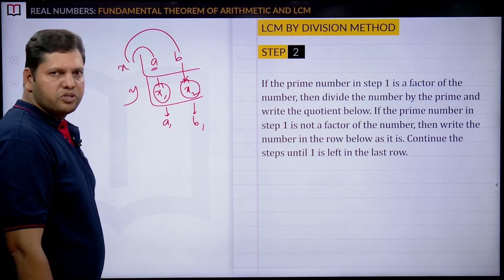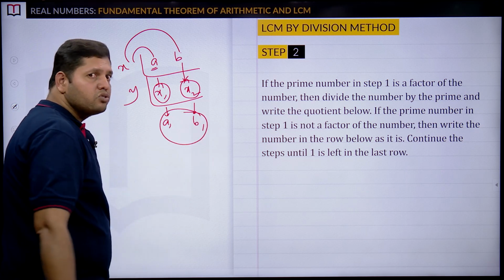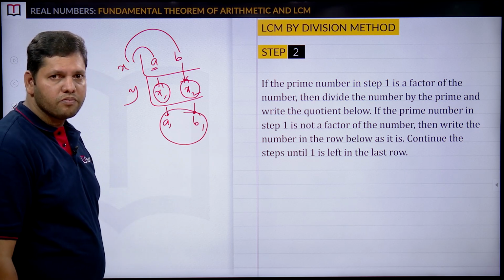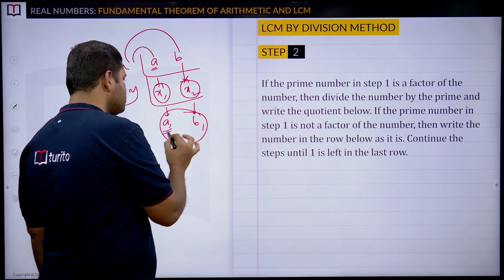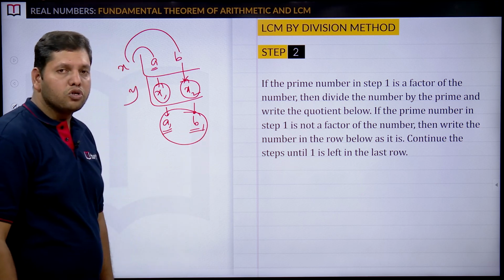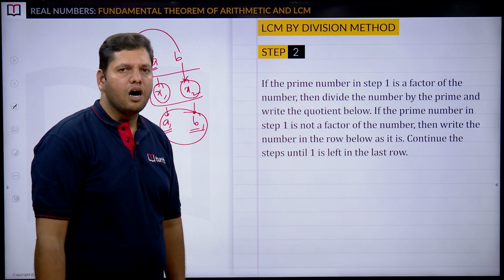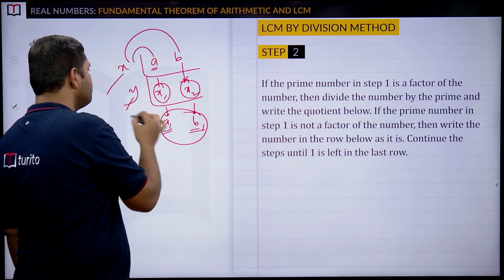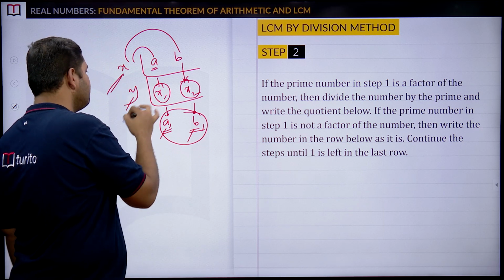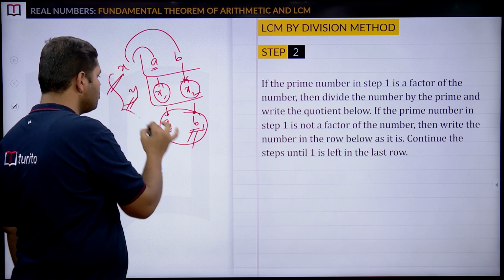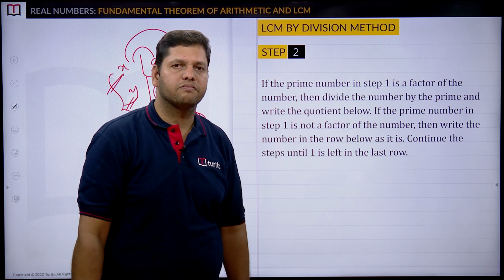Then children, try this procedure until you get a1 and b1, these two numbers, as co-primes. Are you getting my point, children? So do the same procedure till these two numbers are co-primes. Once you get both numbers as co-primes, you can stop your division. After that, multiply all the divisors and quotients. Like this is one divisor, these two are quotients. So this product is the LCM of the given two numbers.